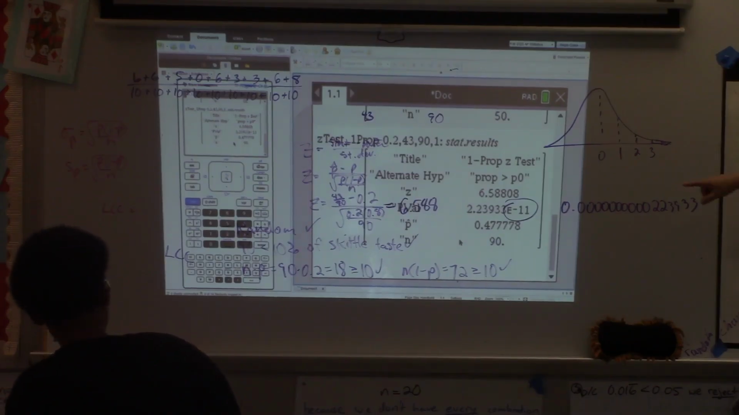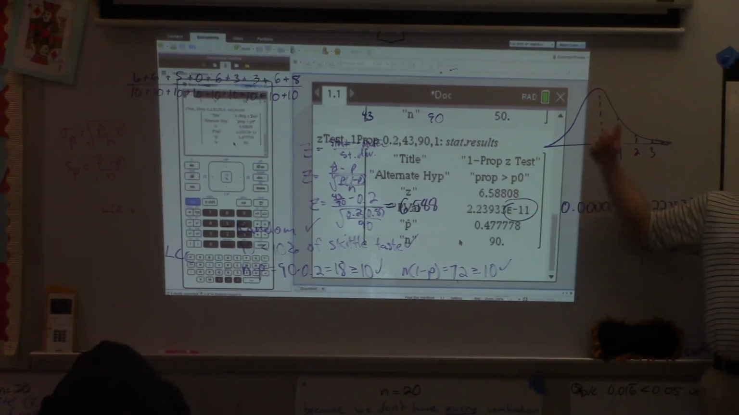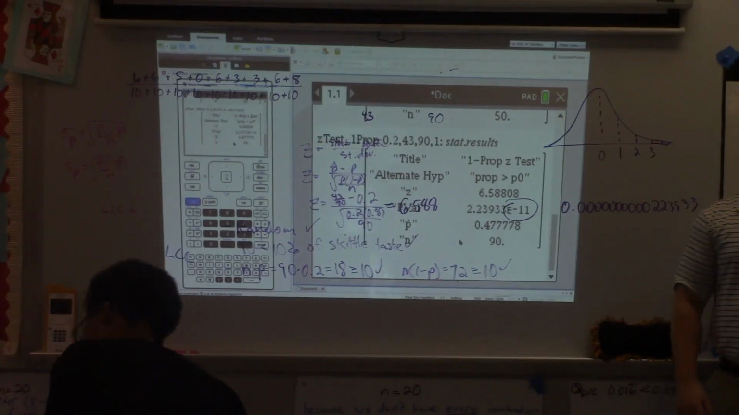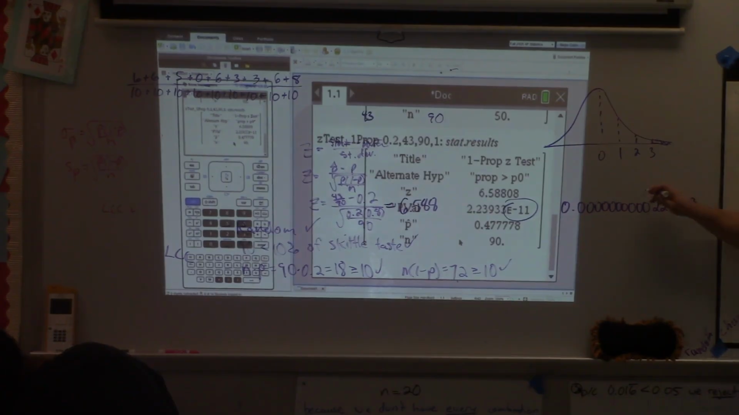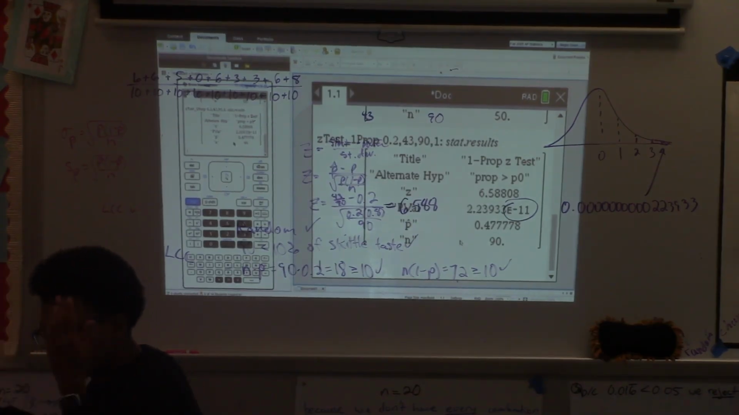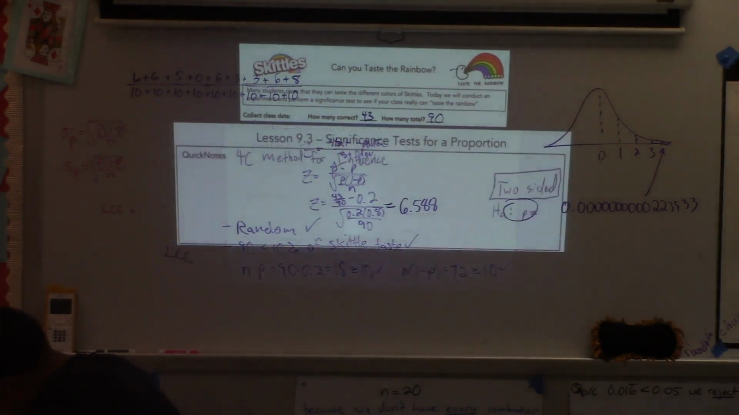Notice my z-score was 6.5888. That means it's about 6 and a half standard deviations above the mean. But that's essentially 0 for the area, so practically impossible. So just to make sure, we're assuming that we can taste? No, we assume we cannot. We have to collect evidence that we can.